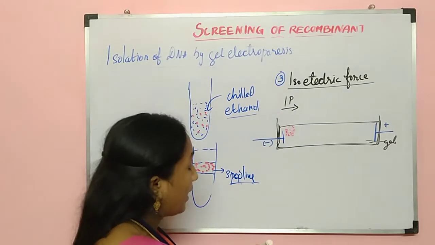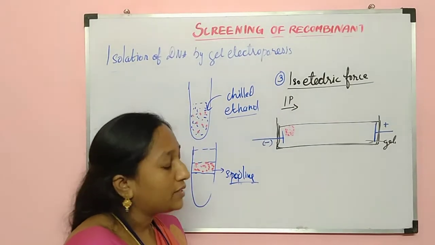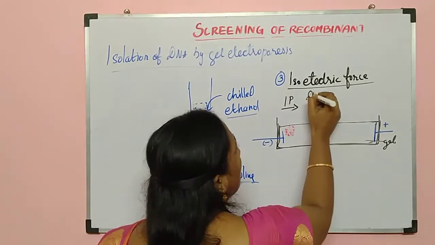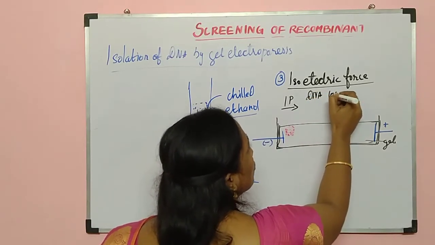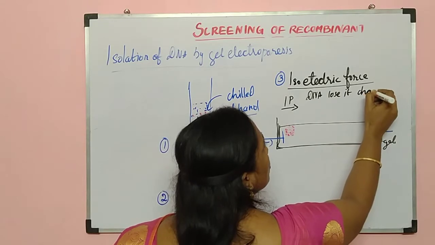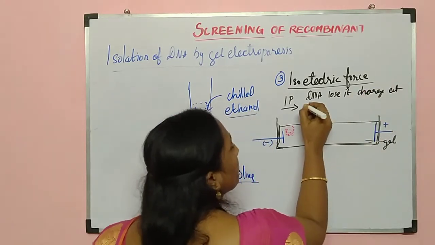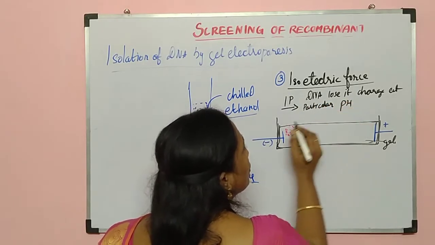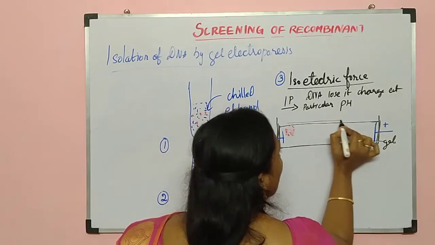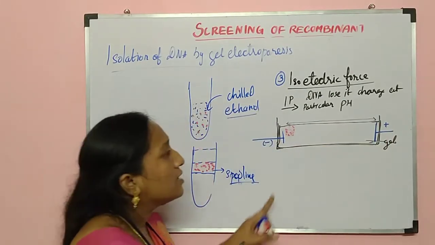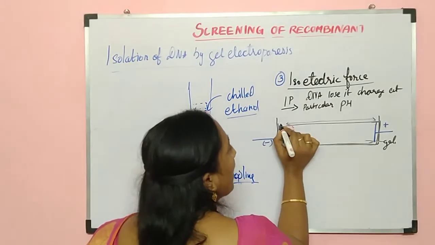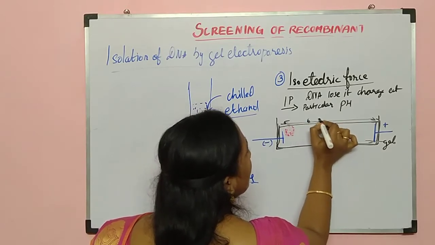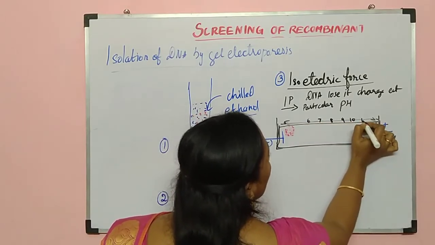So what is the isoelectric point here? Certain DNA molecules lose their charge at a particular pH. So we are using pH, and based on pH we are also separating the DNA fragments here. If we mark it with pH, it would be 5, 6, 7, 8, 9, 10, 11, 12 like that.